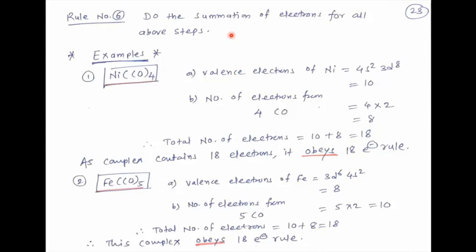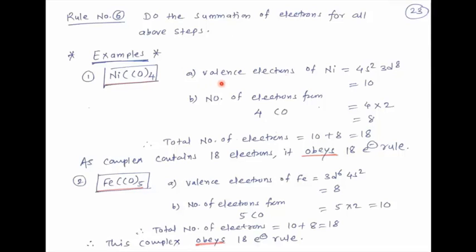Now we have to do the summation of all electrons for all above states. That means we have to add the electrons which we have calculated by using rule number 1 to rule number 5. Then see example number 1.